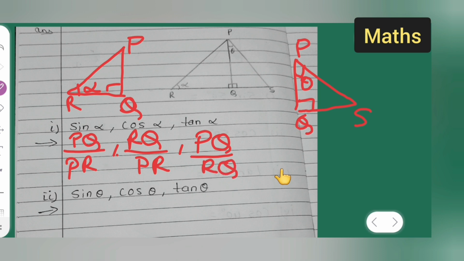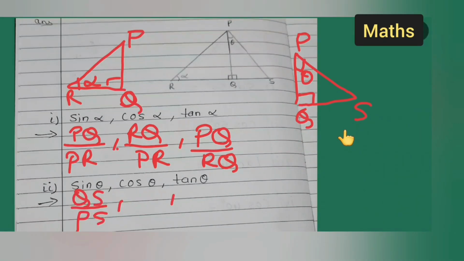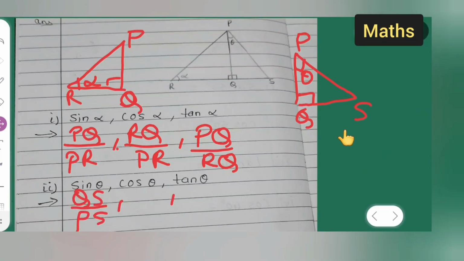Next, let us see sin theta. For sin theta, we need to check this side, okay? Sin theta will be opposite upon hypotenuse, that is QS upon PS. Okay, write it down. So I have done sin theta, right? So what was sin theta? Opposite upon hypotenuse. The opposite of theta is nothing but QS, and the hypotenuse is nothing but PS.